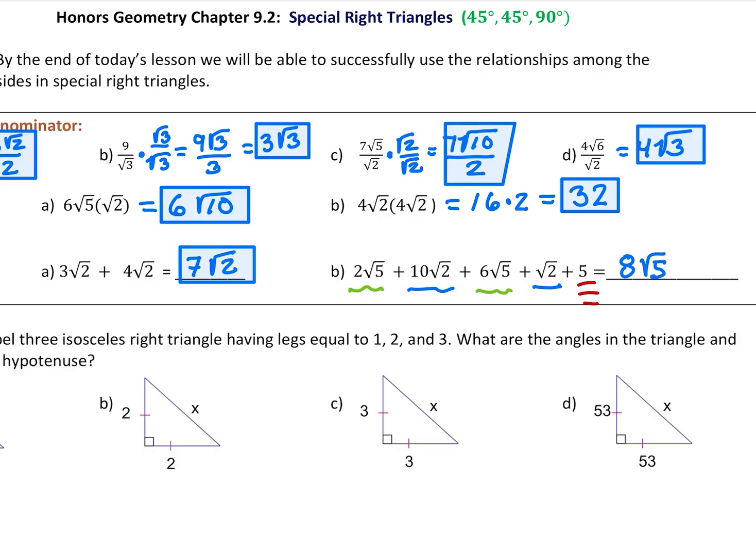Then how many 2s do you have? You have 10, and pretend that the imaginary one in front is actually there: it is 1 root 2. So you have a total of 11 root 2. And then that 5 all by itself, don't lose it. It's just like saying 8x plus 11y plus 5. You would never put that 5 together with the x's and the y's. It's in its own little term by itself. So there you have a little review on simplifying radicals, rationalizing, adding, and multiplying.